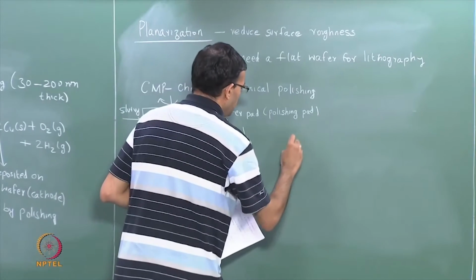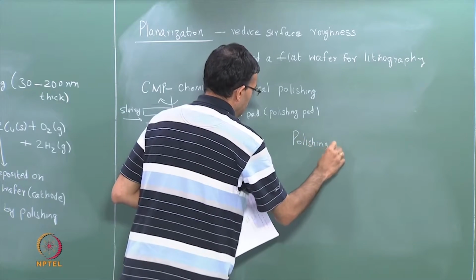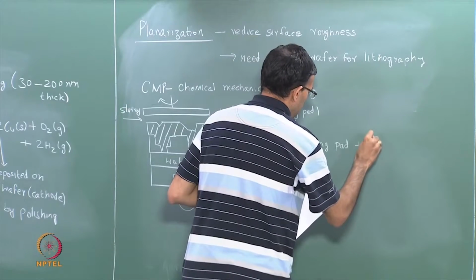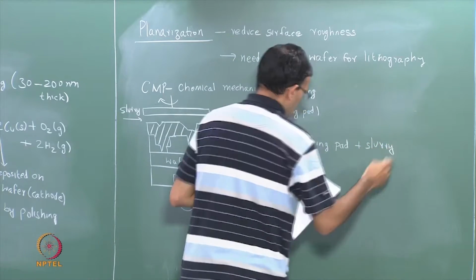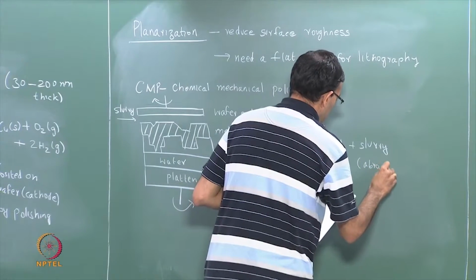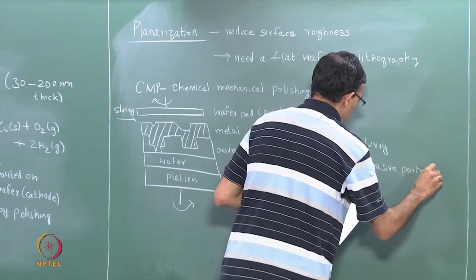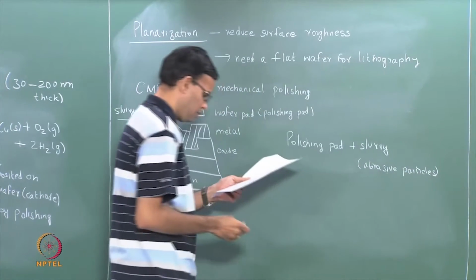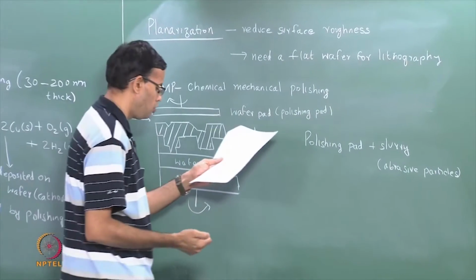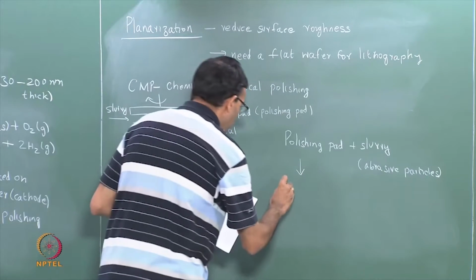So we have a mixture of polishing pad plus the slurry, and the slurry contains some abrasive particles. The type of slurry depends upon the layer you want to remove. The polishing pad is usually made of polyurethane.